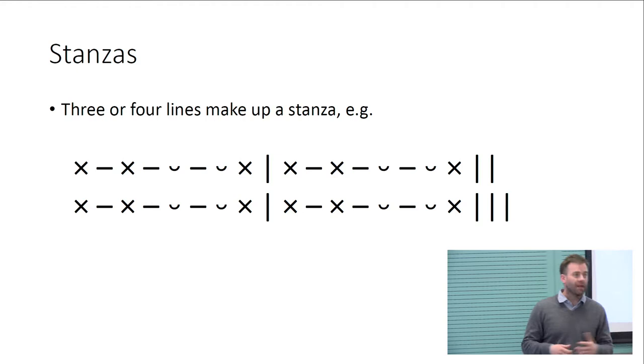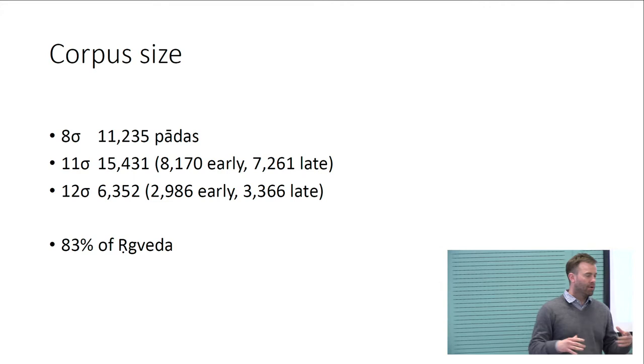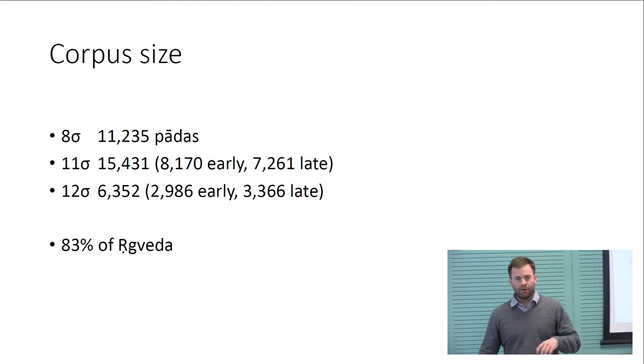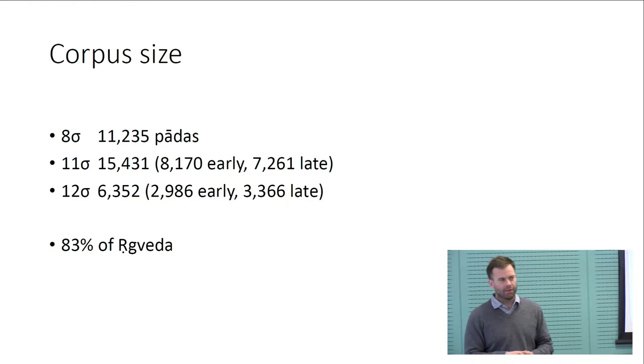verse line that's important. So most of the Rig Veda, 83%, is composed in verse lines of the three types that I just described. And so for the rest of this talk, I'm just going to be excluding the rest of them, the sort of unusual meters, right, to be able to do some comparisons that I'll talk about in just a second.